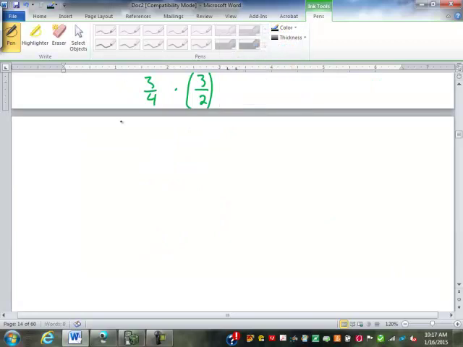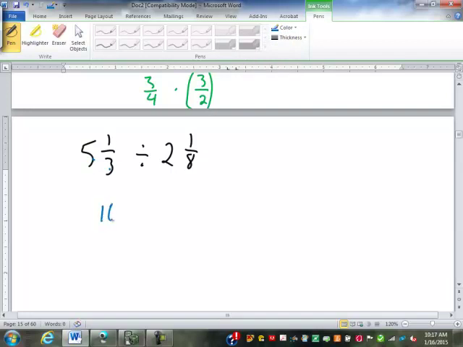So let's do an example of mixed numbers. 5 1/3 divided by 2 1/8. Just like with multiplication, we're going to turn them into improper fractions. So 5 times 3 is 15, 16/3. Now it's still divided at this point. 2 times 8 is 16, plus 1 is 17/8. Can I cross cancel the 16 and the 8? No, because it's still division. It's really tempting, but it's still division.